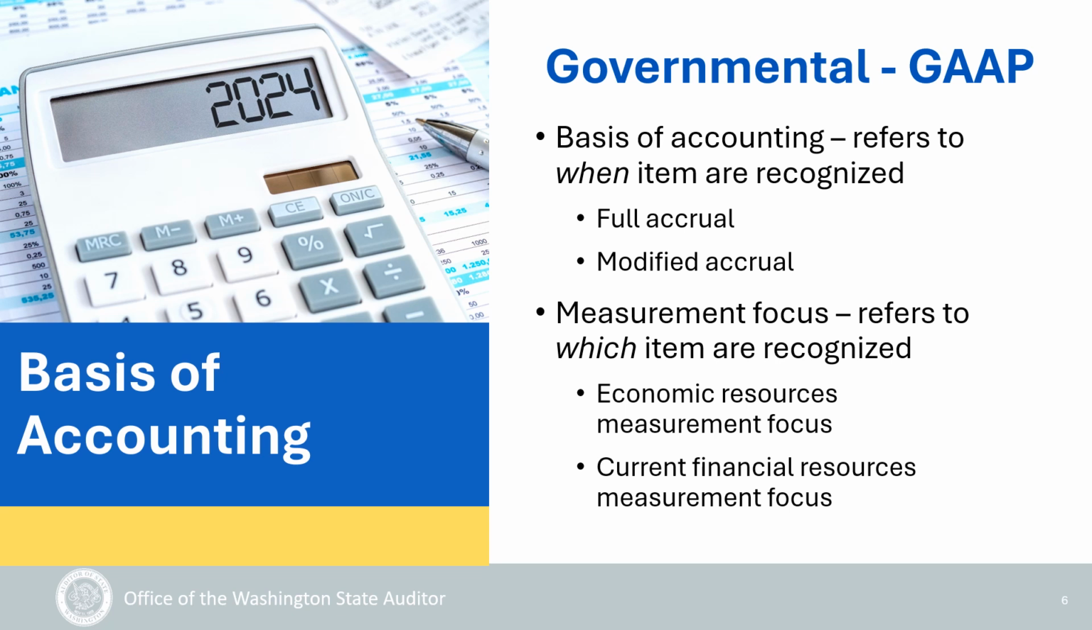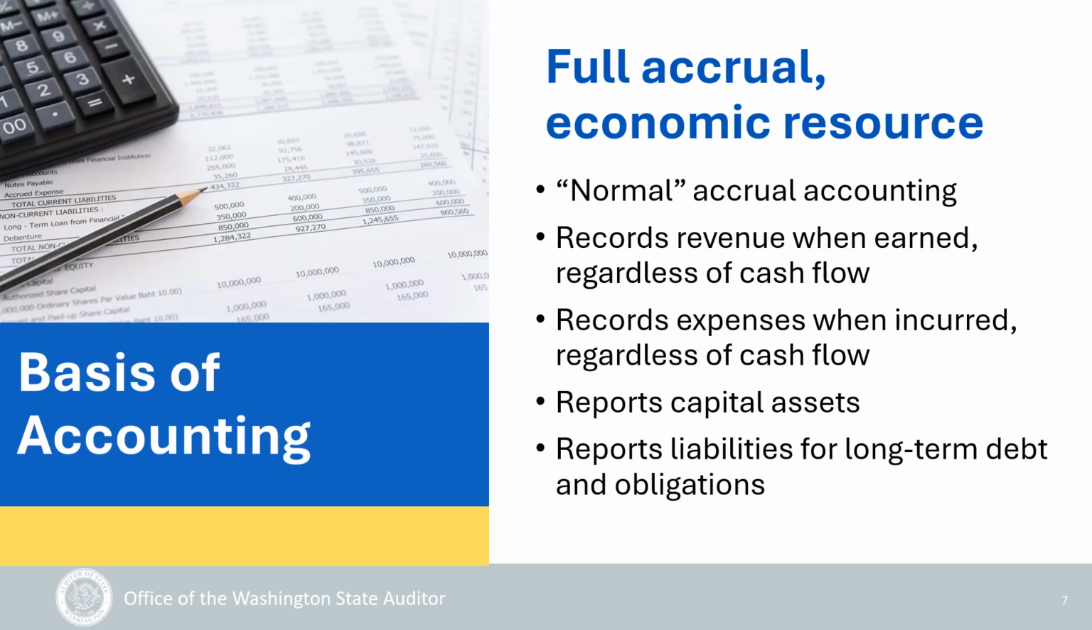Economic resource measurement focus includes all resources that affect the economic position of the government. On the other hand, current financial resources only focuses on the financial resources that can be used to pay current obligations. Full accrual and economic resource measurement focus go hand in hand for our proprietary funds, fiduciary funds, and the government-wide financial statements. Most of this accounting lines up with what you think of as normal accrual accounting.